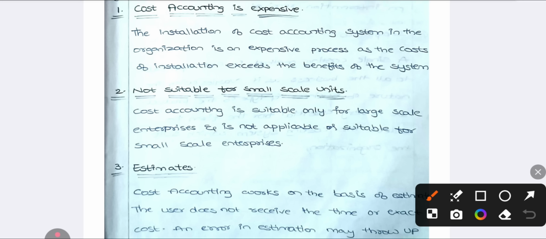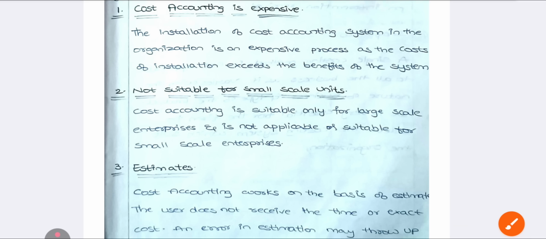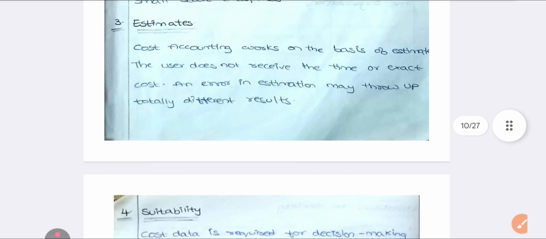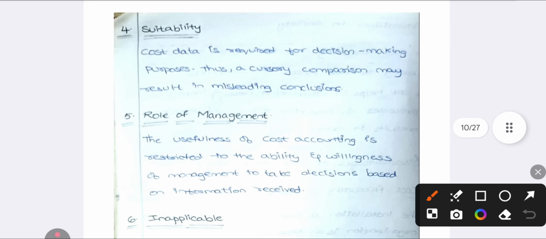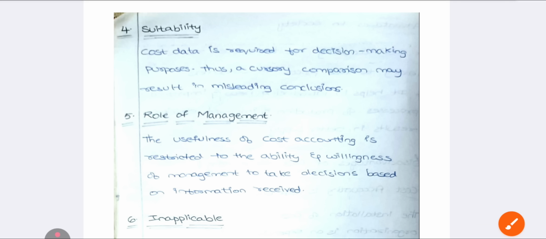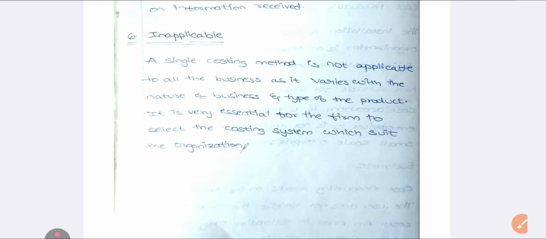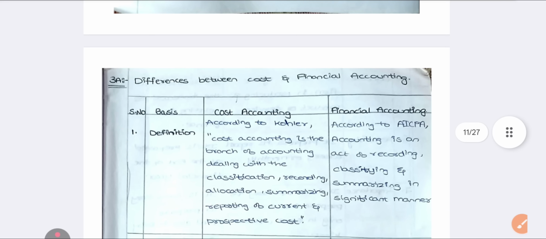There are only 3 disadvantages. First, it is expensive and not suitable for small businesses or small industries. Second, it only estimates, means it will not give the exact cost, just an estimate; either it might be right or it might not be. Sometimes it can also be misleading, and the decisions you take based on it might not be required. Third, it is inapplicable to small scale industries, it is only useful for large scale industries. So these are the various advantages and disadvantages.